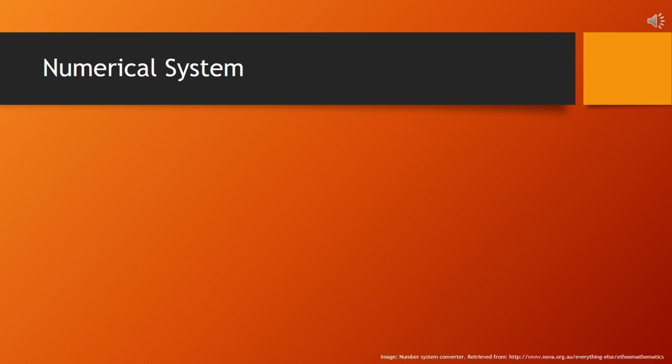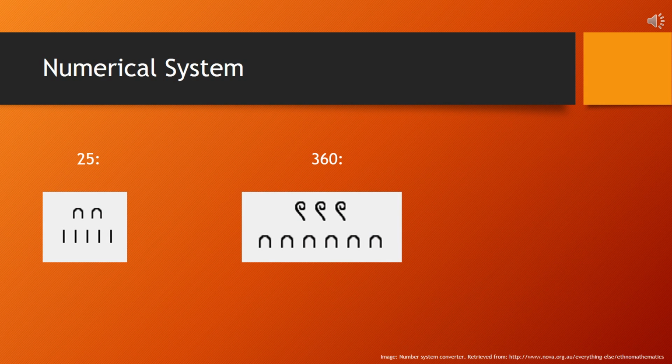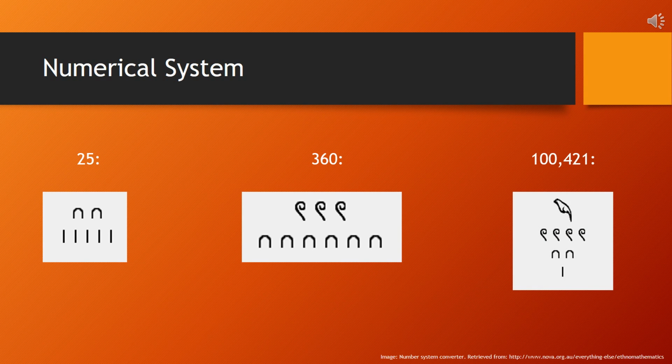For example, the number 25 in Egyptian hieroglyphs is written like this, or 360 is written like this, or the number 100,421 is written differently with a different combination of the hieroglyphs. This numerical system is extremely interesting and useful, especially considering how long ago it was used.